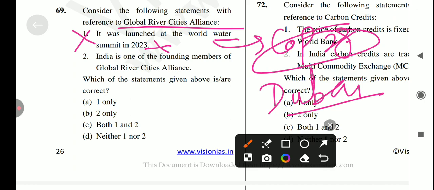Next is India is one of the founding member of the Global River Cities Alliance. Is it true? Yes, it's a correct statement. So answer for this question is option number B. Only 2 is the correct answer.